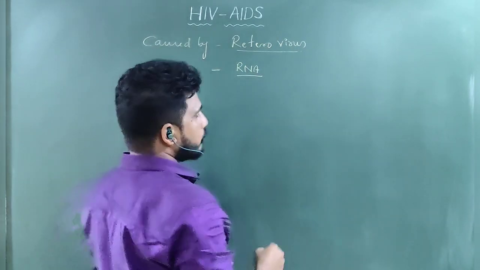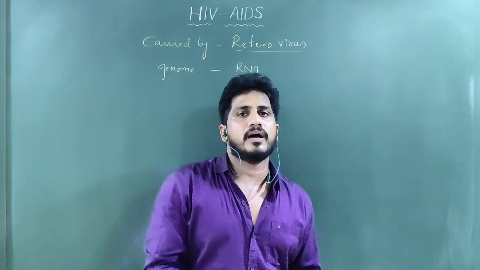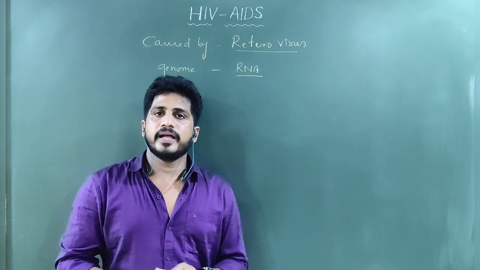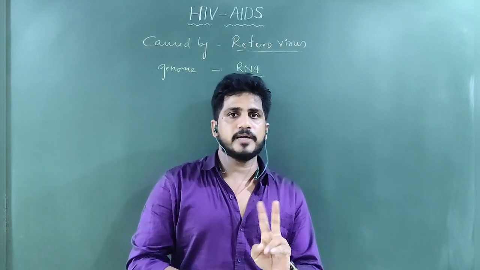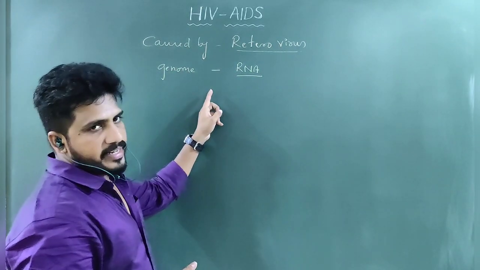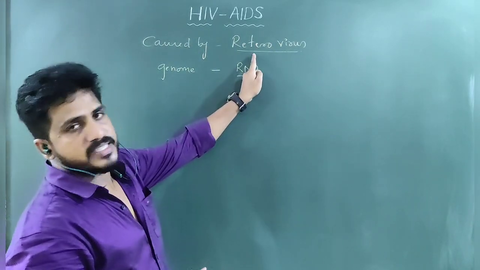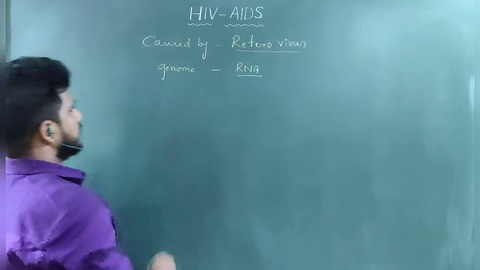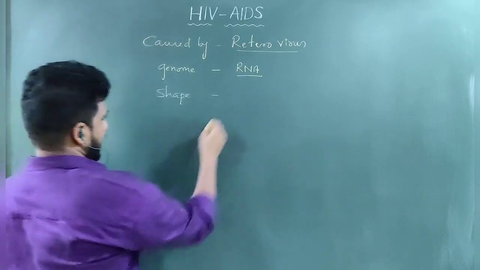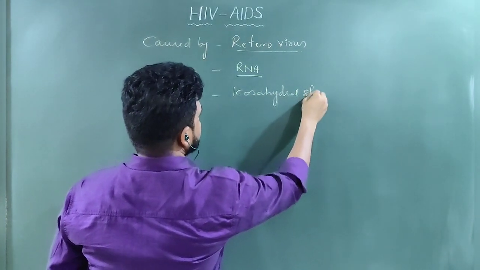As you know very well, viral particles consist of either DNA or RNA. Apart from that, they have a protein coat. So, according to the genome, viruses are of two types: DNA viruses and RNA viruses. As RNA is the genome of HIV, it is an RNA virus, and it is also in the group of retroviruses. Now, the shape of this virus is icosahedral.